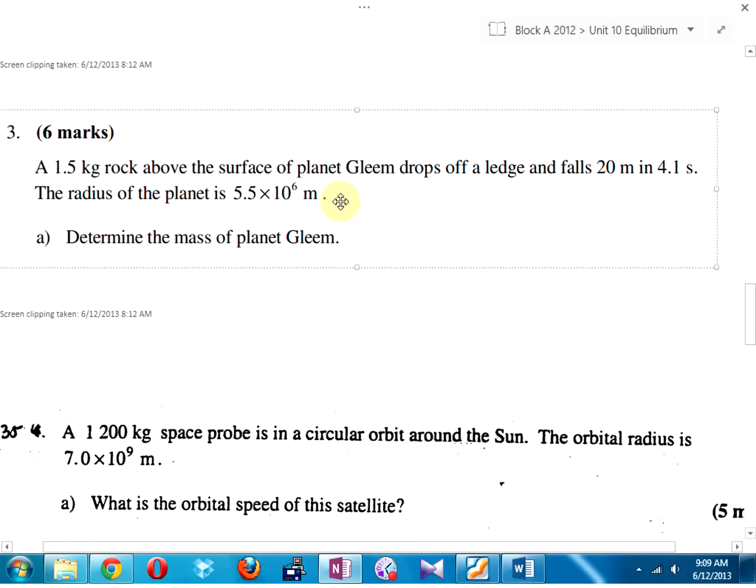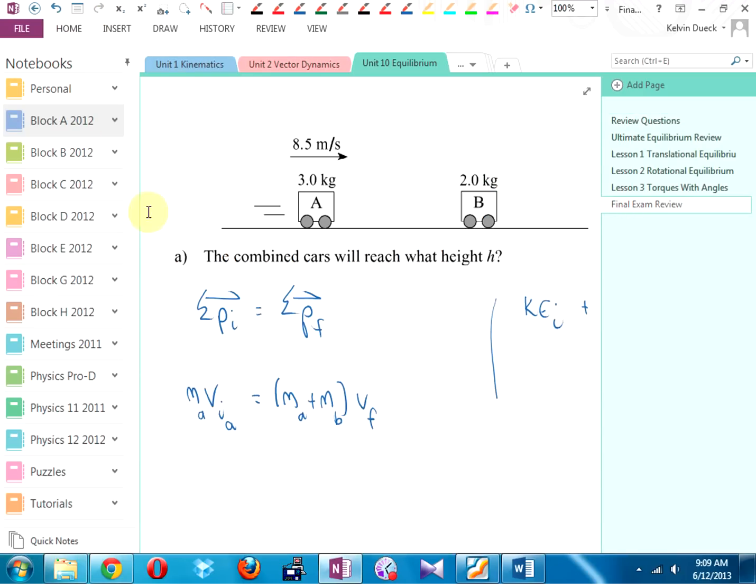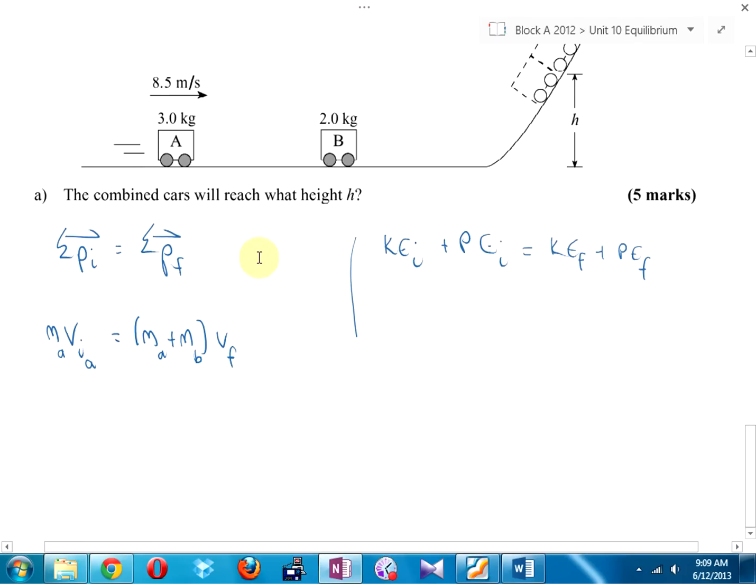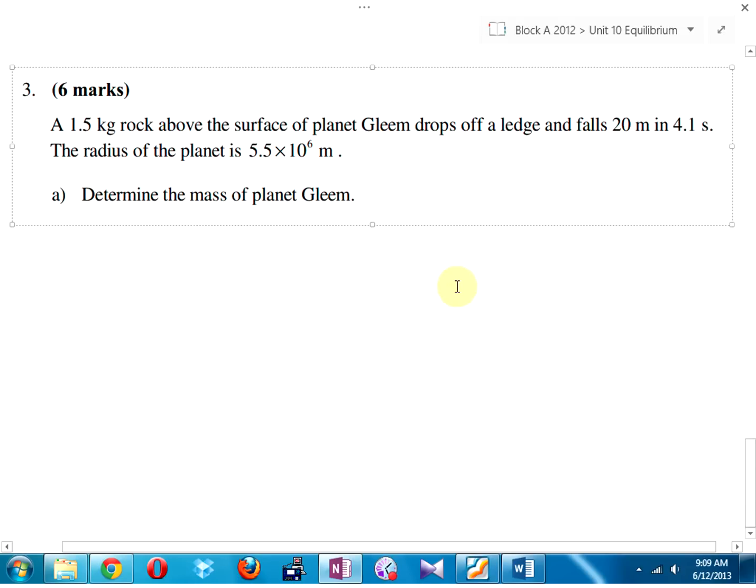So here's one. The planet Gleam, nice name. A 1.5 kilogram rock above the surface of planet Gleam drops off a ledge and falls 20 meters in 4.1 seconds. The radius of the planet is that. Determine the mass. Say what? Talk to me.